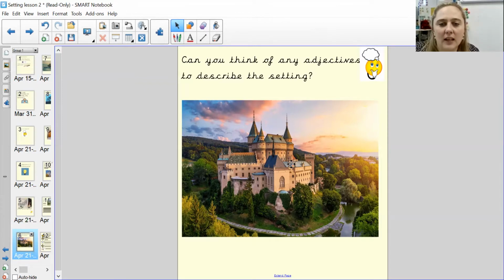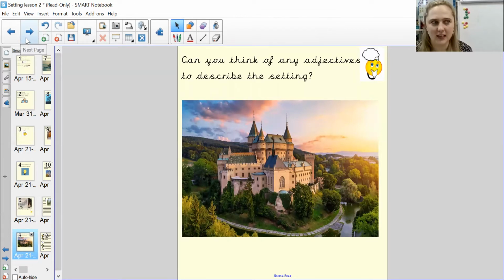Do you see these turrets here? They're very tall, aren't they? So I use the word tall as my adjective. And luscious green trees. So the word luscious means really alive, and green, luscious and green. Two adjectives to describe the setting.